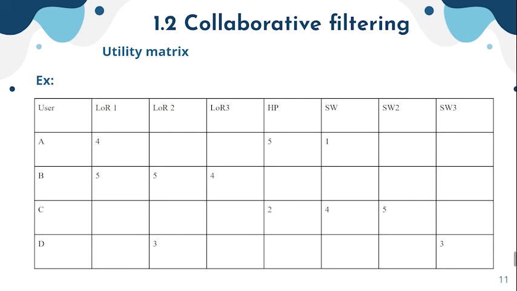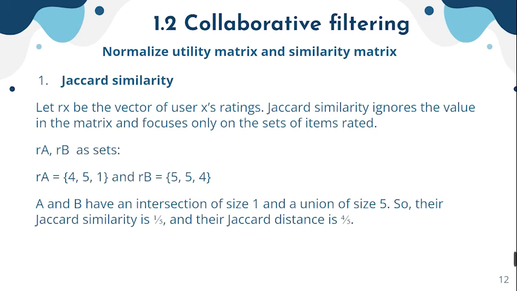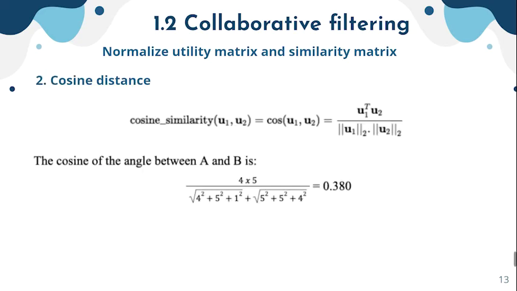Here are some ways to measure similarity. The first is Jaccard similarity. For example, A and B have an intersection of size 1 and a union of size 5, so their Jaccard similarity is 1/5 and their Jaccard distance is 4/5. The second is using the cosine distance. With this formula, the cosine of the angle between A and B is 0.38.